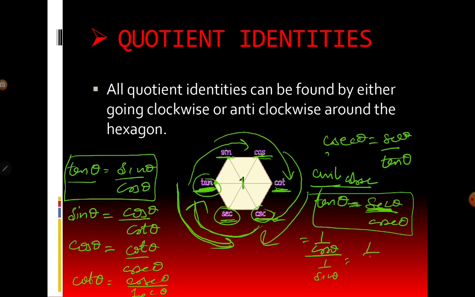Okay, so after that what will happen? Cos theta, this sin theta will go up. Sin theta by 1, 1 cancel, we'll get sin theta by cos theta. Okay, so in this way you can get all the values. So sin theta by cos theta is what? Tan theta will reach the same value. Okay, but how will we get this value?